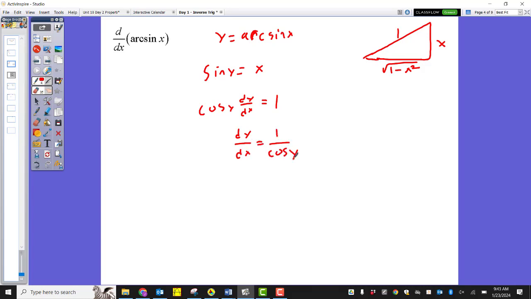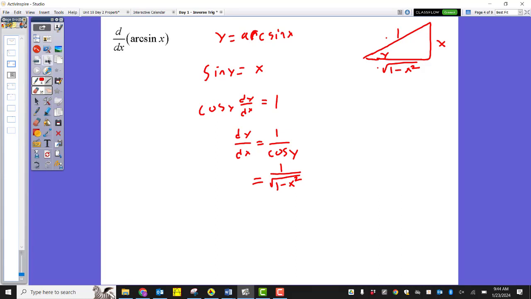And if we look back, what does y represent in this triangle? Well, y is arc sine, which means it's the angle that we're using. Okay, because arc sine gives us an angle, so that's y. So when we say 1 over cosine of y, well, cosine of this angle y, we don't know what y is, but cosine is going to be adjacent over hypotenuse. So that means the derivative of y is 1 over square root 1 minus x squared. This is the derivative of arc sine.